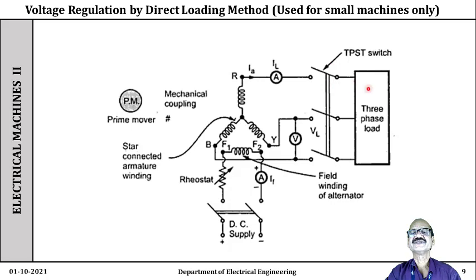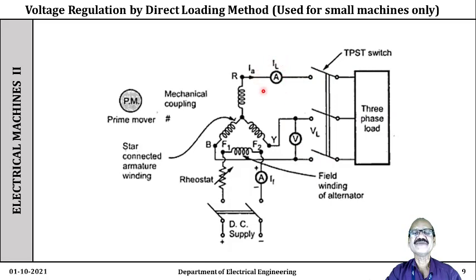Single throw switch. That means connect the load to this armature winding and go on increasing the load step by step, and simultaneously maintain the terminal voltage by adjusting the field excitation, so that you go on increasing the load step by step up to a rated value.